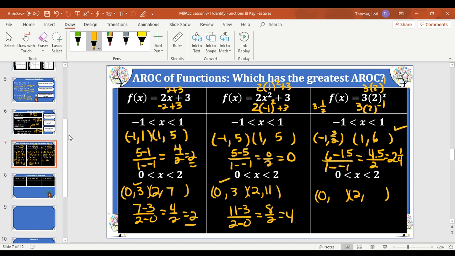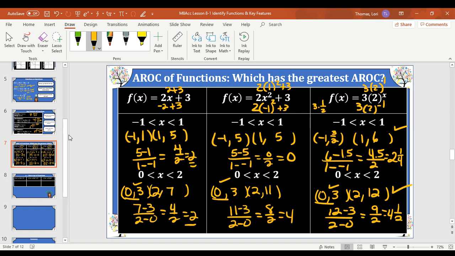Okay, we're going to plug in 0 for x. Remember, anything raised to the 0 power is 1. So that whole part of this term gives me 1. And then 1 times 3 is 3. Look, all 3 of these have the same y-intercept. That's the one point that they all 3 share. Okay, now let's plug in a 2. So 2 squared, 2 times 2 is 4. 4 times 3 is 12. So we have 12 minus 3 over 2 minus 0. That gives us 9/2. So when we're comparing, that's going to be 4 1/2.